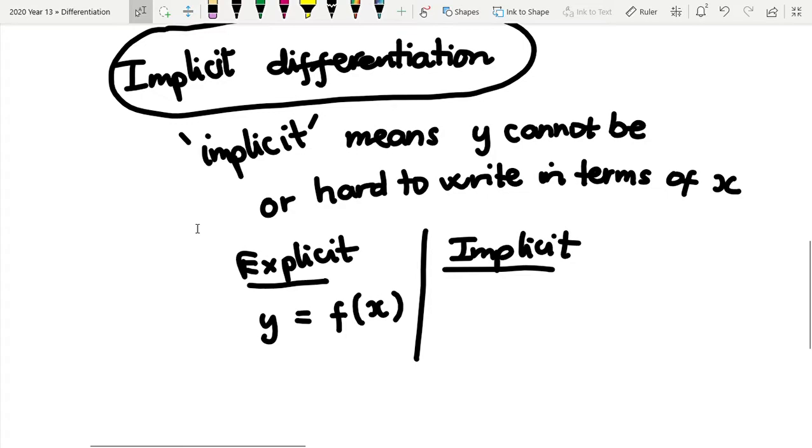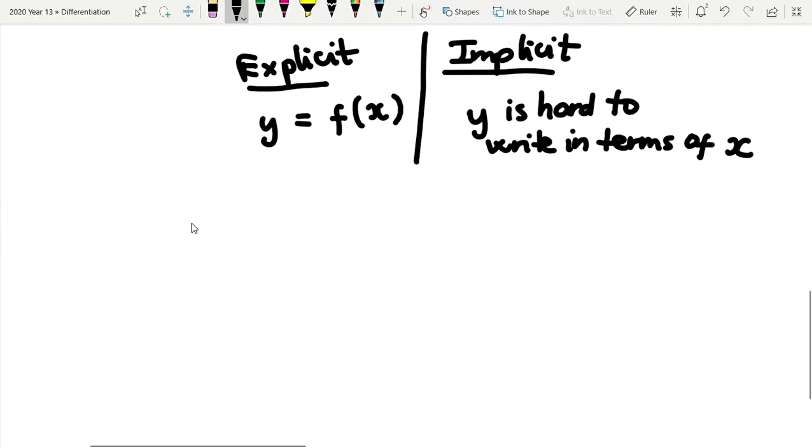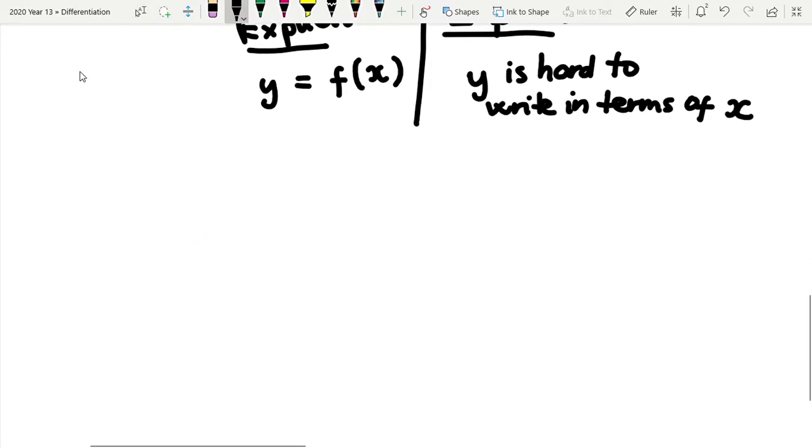But now we talk about implicit differentiation. It's different. It's just hard to write y in terms of x. So what does it really mean? You've been asking yourself, what is it on about? Why is it so hard to write in terms of x?